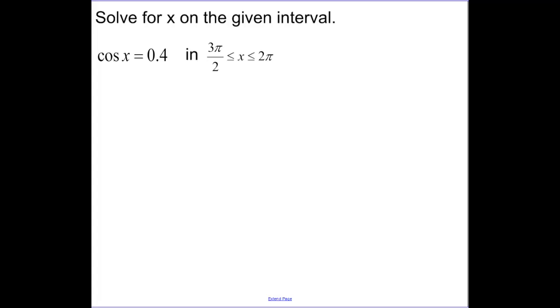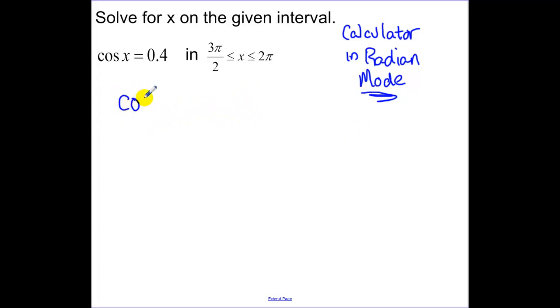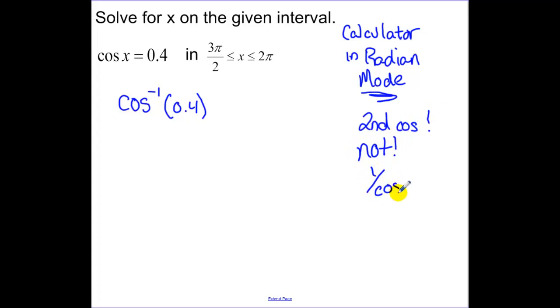Okay, first example is you need to make sure that your calculator, because you're going to need your calculator. It's impossible to do these without a calculator. Is in radian mode. So make sure, check the mode on your calculator right now. Make sure it's in radian mode. And you do the inverse cosine of 0.4. Remember, to get that inverse cosine, you do second cosine, not 1 over cosine. Okay, so when you get that in your calculator in radian mode, we get 1.159.